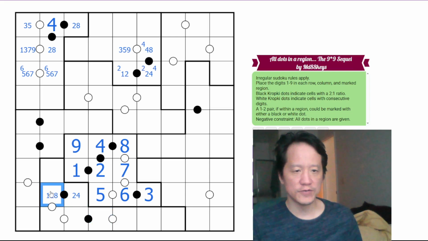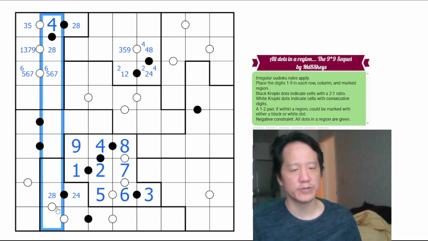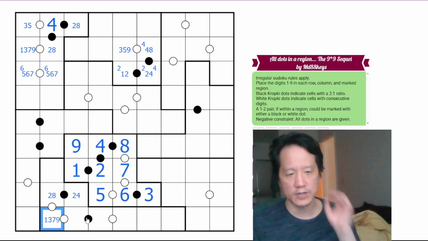Or it could be 4 and 8 if this is 4 and this is 8. Okay. If this is 1, this would be consecutive with 2, and it would be a 1 to 2 ratio with 2, which is not possible. So this can't be 1. We have a 2, 8, 2, 8 pair now in column 2, which eliminates 2 and 8 from the rest of the column. Also, this has to be 1, 3, 7, or 9.